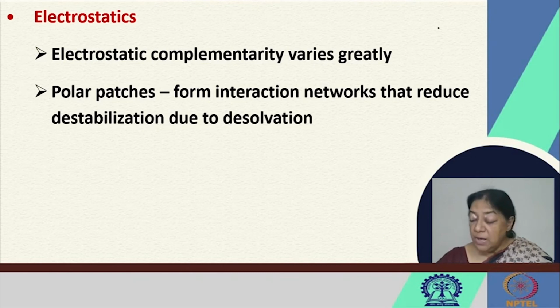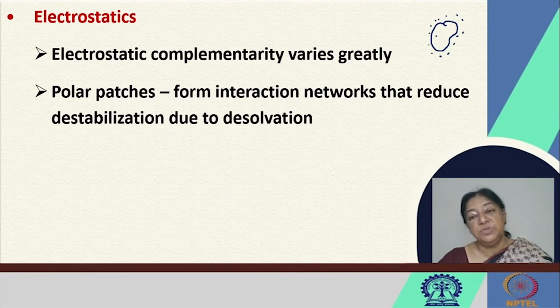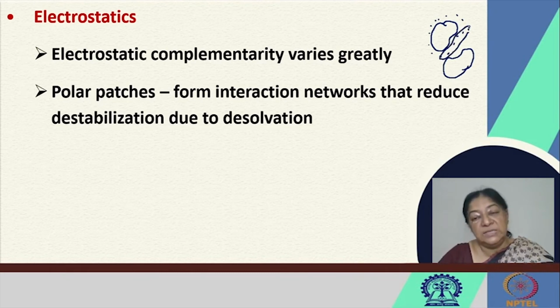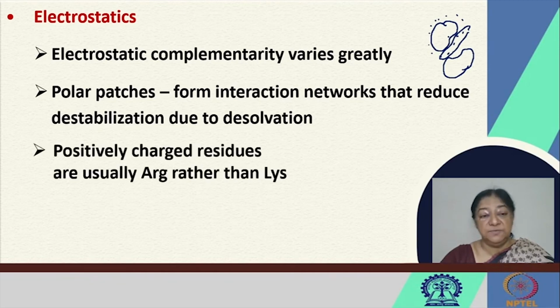We have to remember that the protein molecule is surrounded by water molecules that solvate the protein molecule. Now, if we have another protein molecule that is going to come to interact with this, the interface water residues are destabilized due to the desolvation process when we have the complex formation. So the interaction network could involve polar patches. We will also see how some water molecules can also be present in the interface.